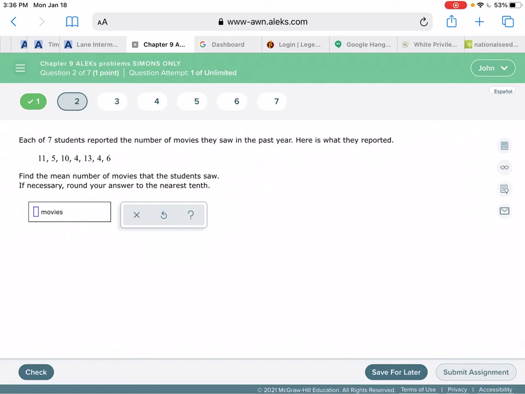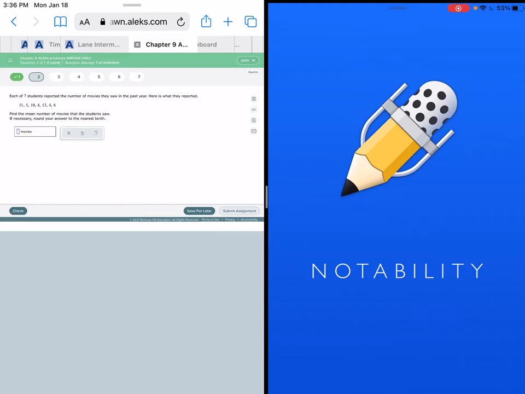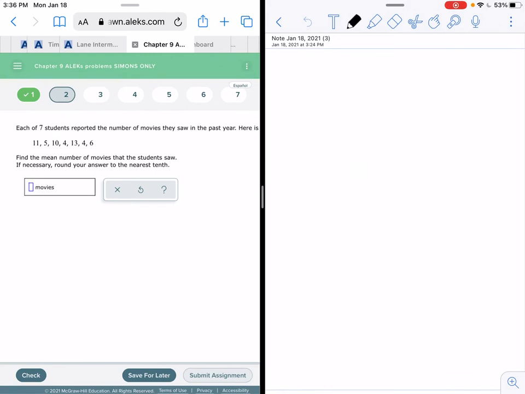With this topic, we are now looking at how we find the mean of a set of data. I think what's going to be helpful is if I pull up a writing tool so we can use this to help us. All right, so the question says each of 7 students reported the number of movies they saw in the past year, and here are the numbers they reported.